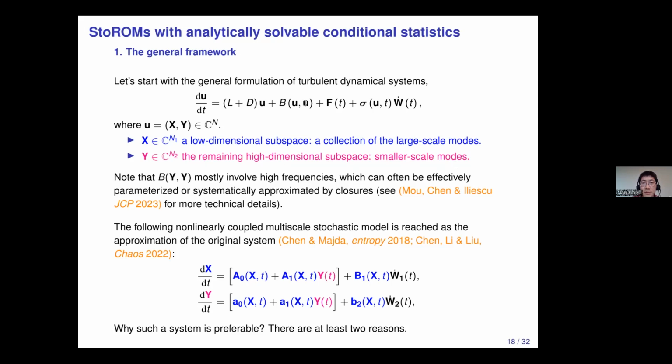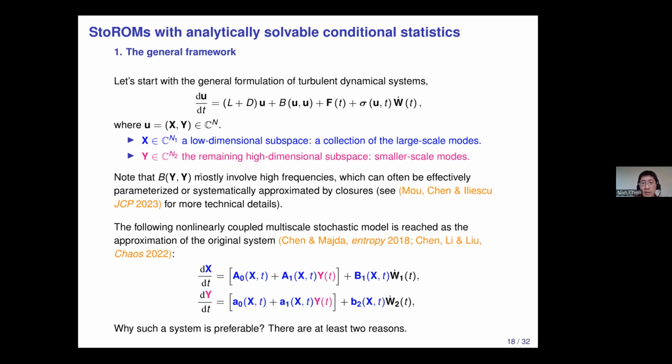So for this B(U,U), actually, you will have three terms after you do this decomposition. You'll have B(X,X), B(X,Y), and B(Y,Y), right? So B(X,X) will be the largest scale interaction. B(X,Y) will be large and small scale interaction. One of the interesting things is the B(Y,Y) term. So Y itself is relatively small scale. So B(Y,Y), the quadratic term, will usually involve high frequencies.